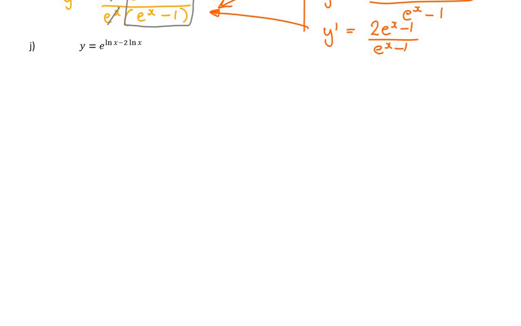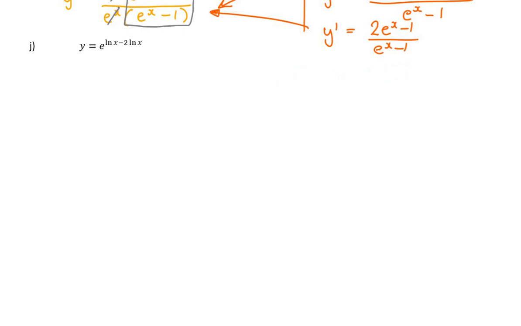y equals e to the power of ln x minus 2 ln x. Okay, so this is an e to the power of it. Now remember, the derivative of e to the x is e to the x, except this is the inside function, so you might need to multiply by the derivative of the inside function. Okay, so let's have a look at this.